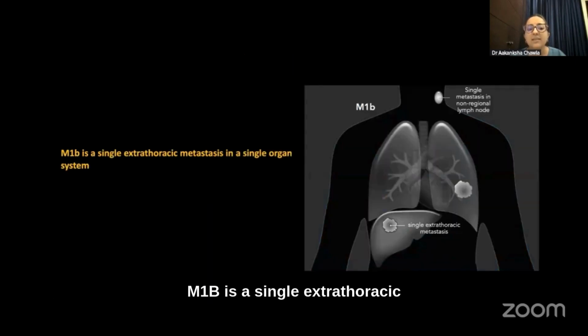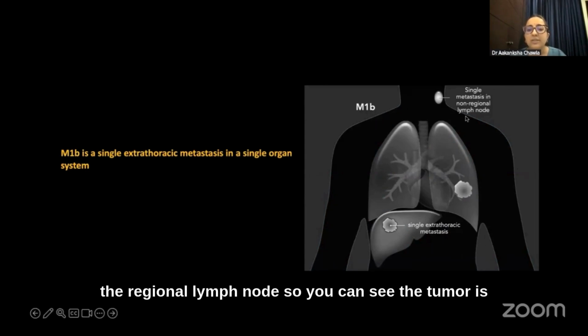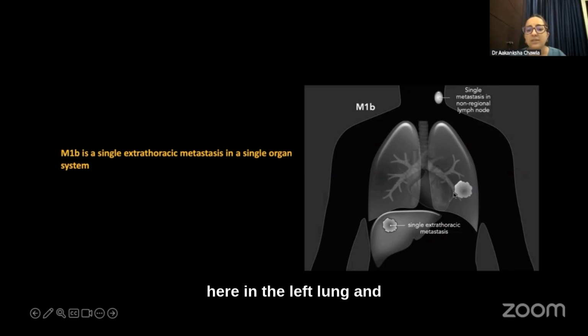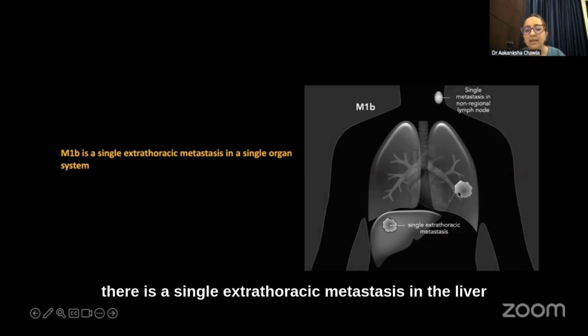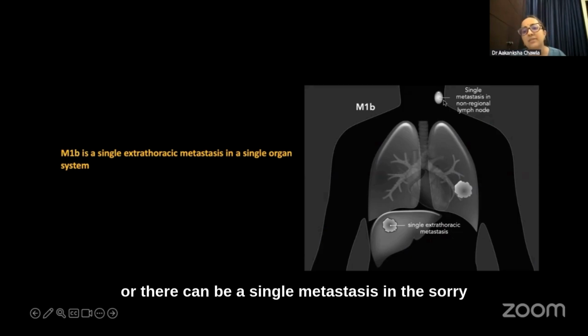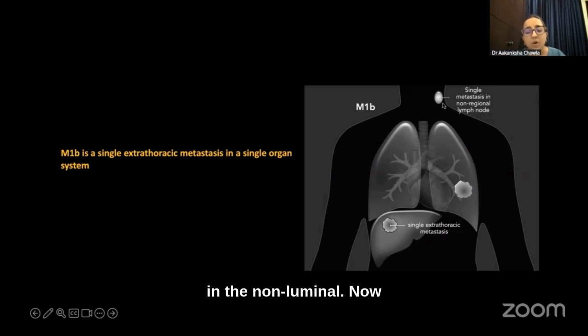M1b is a single extrathoracic metastasis in a single organ or a non-regional lymph node. So you can see the tumor is here in the left lung, and there is a single extrathoracic metastasis in the liver, or there can be a single metastasis in the non-regional lymph node.